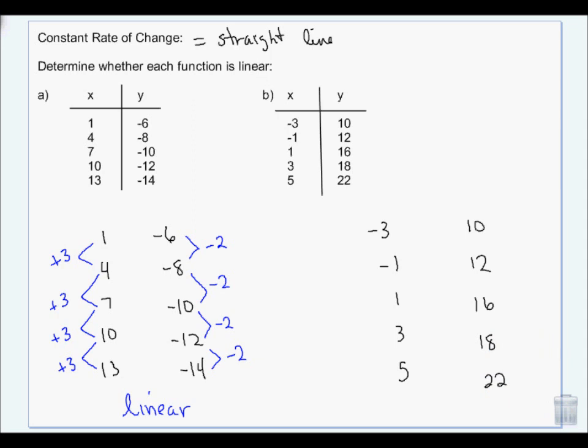Okay. Over here, to go from a -3 to a -1, I add 2. To go from -1 to +1, I add 2. 1 to 3, add 2. 3 to 5, add 2. These are all the same. To go from a 10 to 12, I add 2. But to go from 12 to 16, I add 4. As soon as something didn't match, it's not linear.